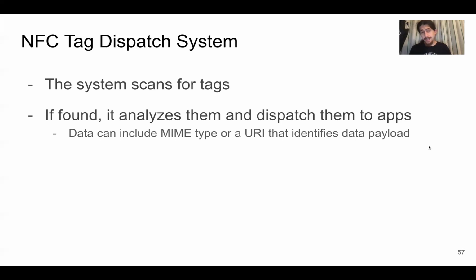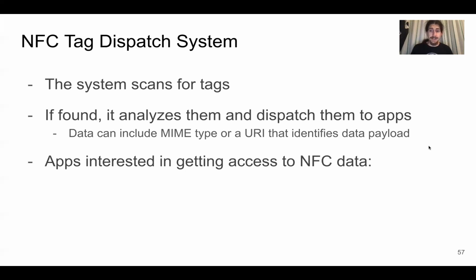So this data in the tag could include a MIME type or a URI that identifies the data payload, and different apps can specify, I'm interested in this kind of URI pattern, or I'm interested in this kind of stuff. And depending on this, the operating system says, okay, I'm going to send this message to this application or to this application.